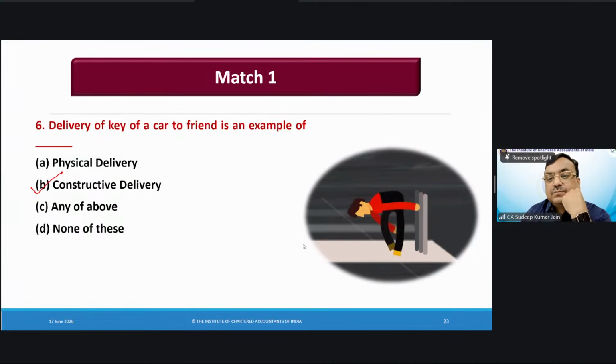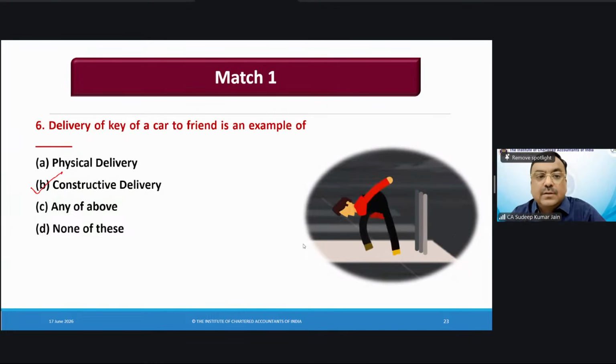Mr. Vishnu, Dakshta, Akshit, बस यही थे जिन्होंने सही आंसर दिए.